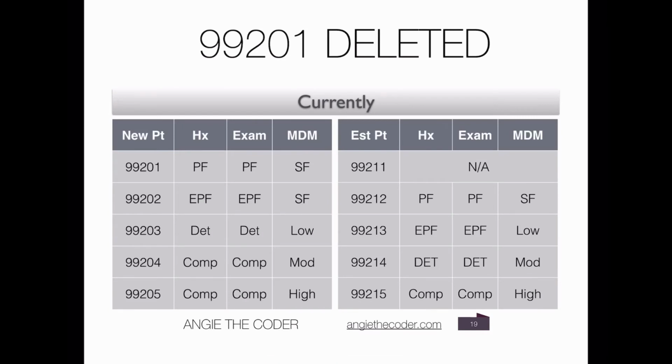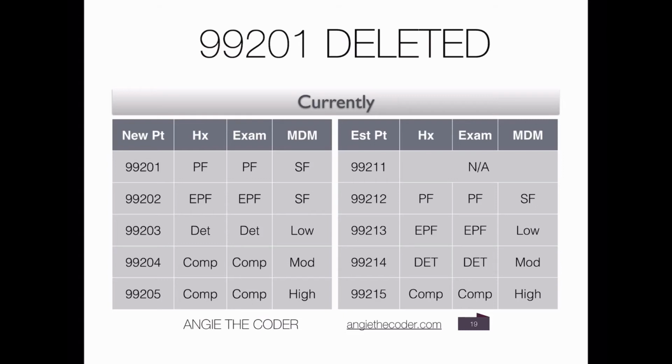So if you look at this chart here, this is currently the way things line up. As you can see, a 99201 and a 99202, they're both straightforward. The only thing that makes them different is the type of history and exam that they have. One has problem focus and one has expanded problem focus. So when we delete those columns, because we won't be leveling based on history and exam, then we just have a 99201 for straightforward and a 99202 for straightforward, and that makes no sense whatsoever.